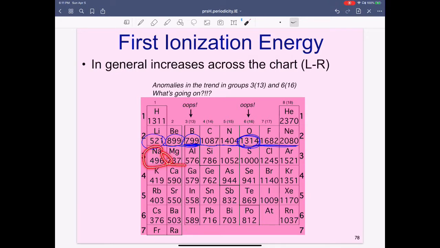Sodium to magnesium, oh, that's annoying, sodium to magnesium, and then there's an oops right here with aluminum. The trend is restored up to 780, 1050, and then an oops right here with sulfur, and the trend is restored again. What's going on here? Let's take a closer look.